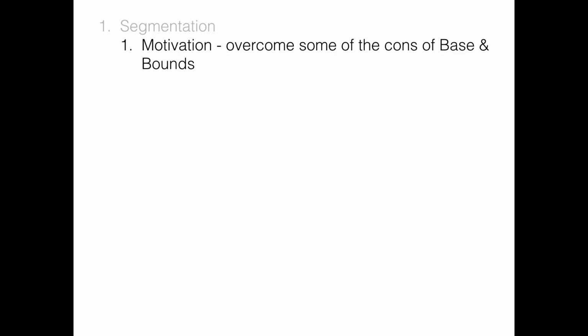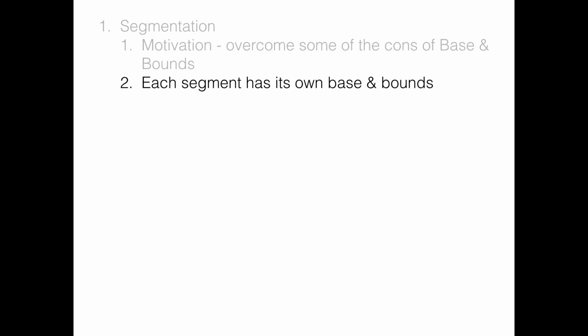So we also discussed segmentation in the previous lecture. The motivation behind using segmentation was to overcome some of the cons of base and bounds. The biggest cons of base and bounds were that it required a big physical contiguous block of memory, which had to be allocated in the physical memory. So instead, we said that we have different segments: code, heap, stack. We give each of these segments its own pair of base and bound registers. This will lead to somewhat of a reduction in the internal and external fragmentation.